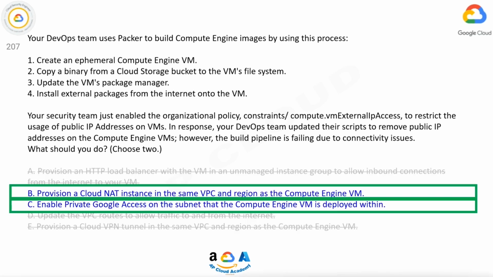The correct answer is B and C. B. Provision a Cloud NAT instance in the same VPC and region as the Compute Engine VM. C. Enable Private Google Access on the subnet that the Compute Engine VM is deployed within.